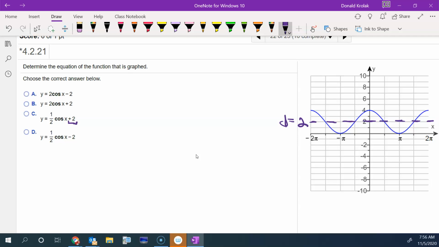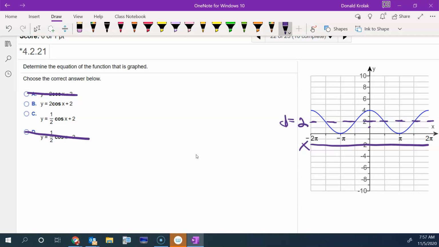Okay. So this graph right here slid up 2. It used to be a cosine graph. And this tells you that its new midline is at 2. The midline of A and D are at -2. The midline of this graph is not -2. So it can't be A and it can't be D, because the graph slid upward 2. And the only 2 graphs that slid upward are B and C.